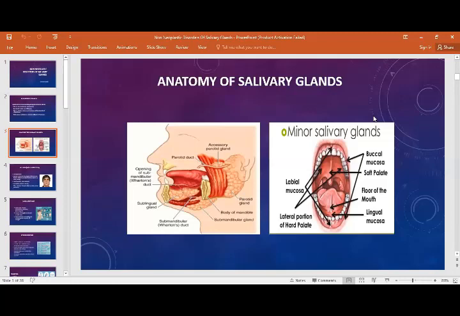One is the major salivary glands, which include three basic salivary glands: the parotid, submandibular, and sublingual. The parotid is the largest one, it is a serous gland, and clinically it is a very important gland because it has a very important nerve in it.